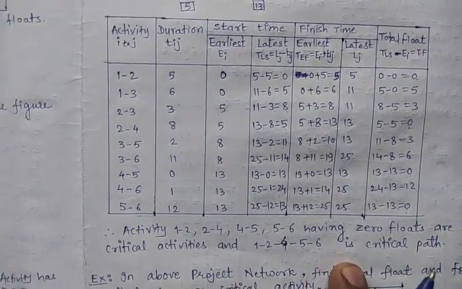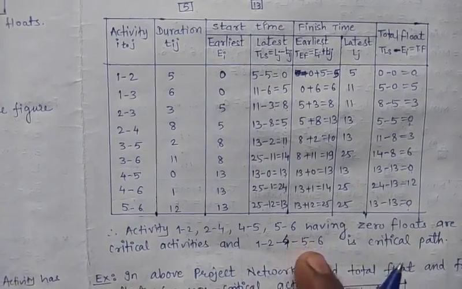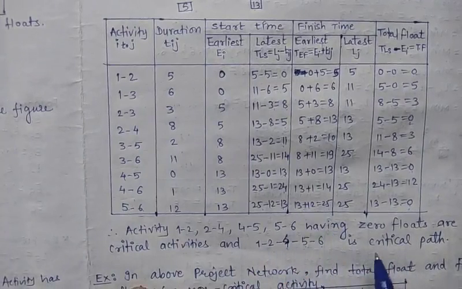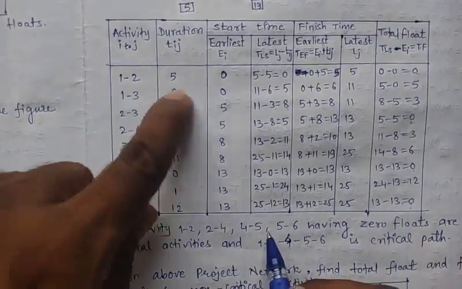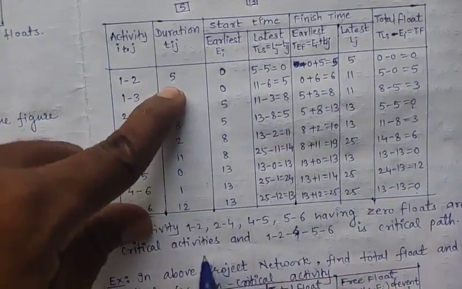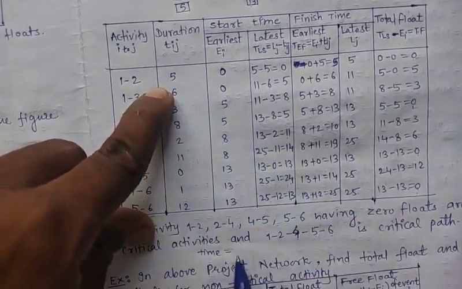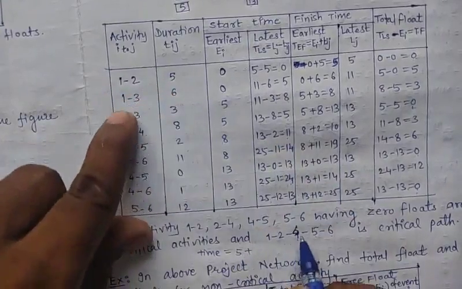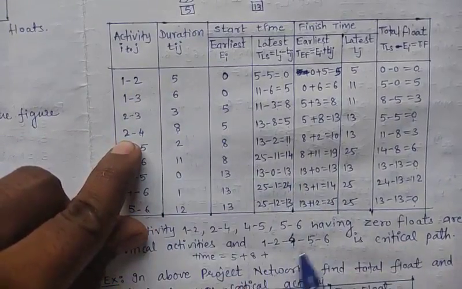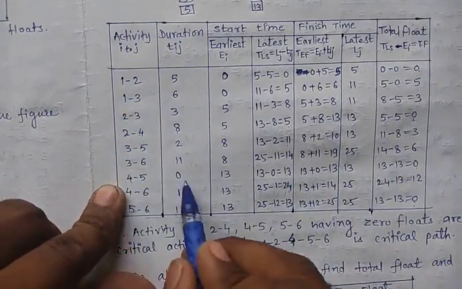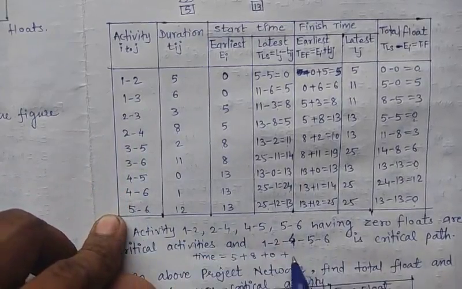Now this is the complete solution of the given problem. Now this is the critical path, and how much time does it require to complete the path? 1 to 2 has duration 5, plus 2 to 4 has duration 8, plus 4 to 5 has duration 0, plus 5 to 6 has duration 12.